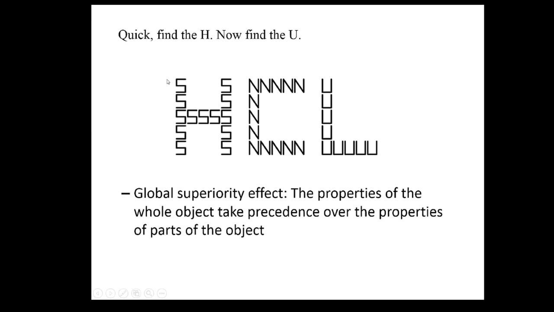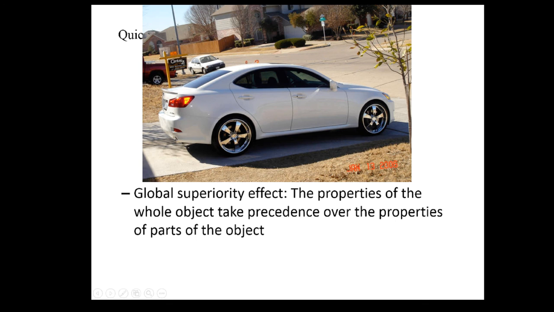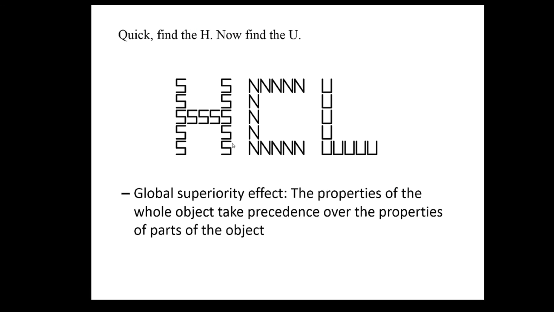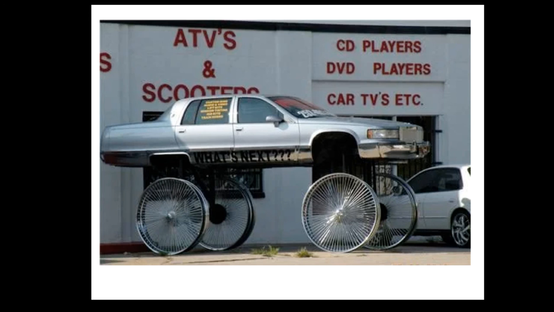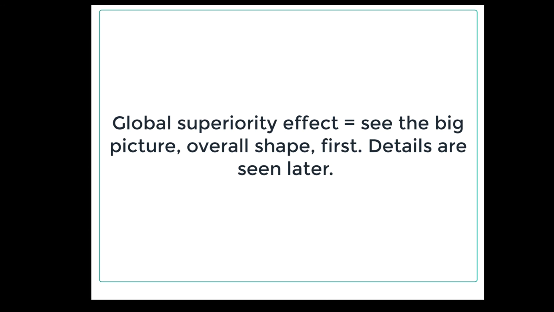So when you look at a car, you see the whole car. You just see the car. Before you identify the individual details of that car, for example, the particular type of rims it might have, or the particular shape of the taillights, our first impression is of the whole of that car. So that's the global superiority effect. Is that always the case? No. But in general, people tend to notice the big picture first.